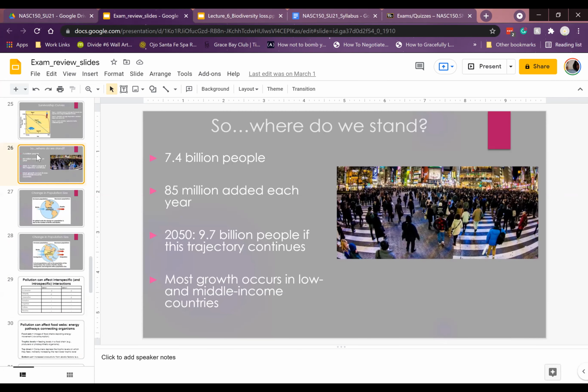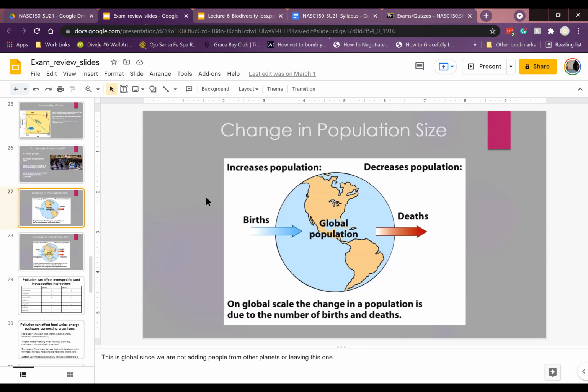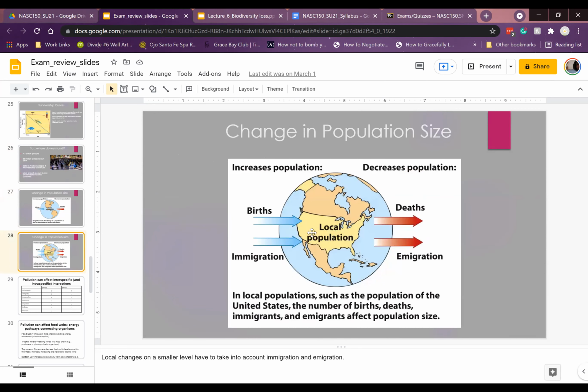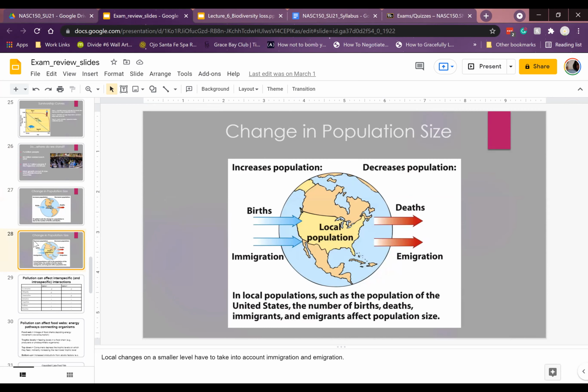So we talked about the human population. We add about 85 million per year. We're at about 7.5 billion, with a projection of close to 10 billion by 2050, with most growth occurring in rapidly growing, low income countries in Africa and Southeast Asia. Changes in population size globally are a balance between births and deaths. But at the local level, it's a balance between births, deaths, as well as immigration and emigration.